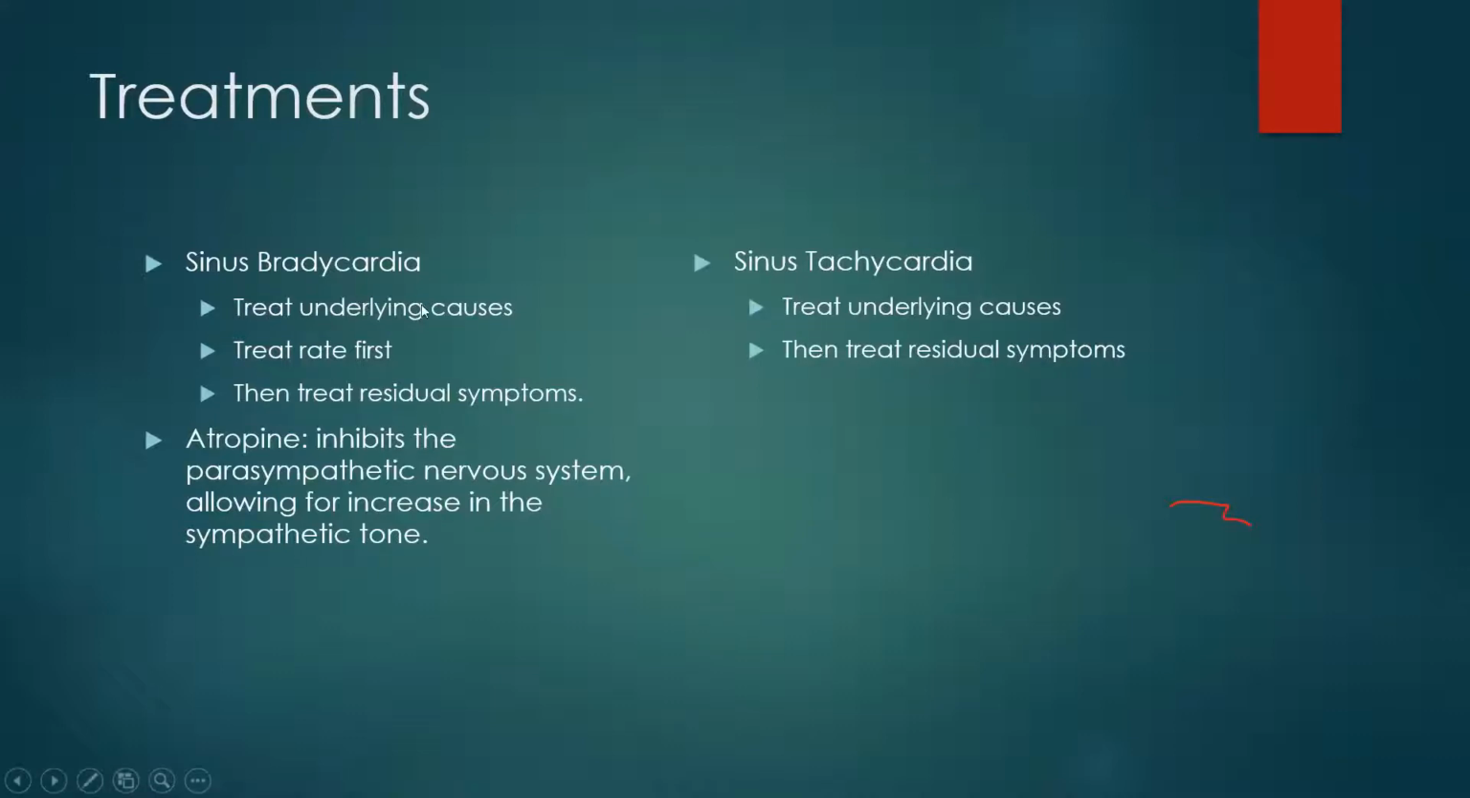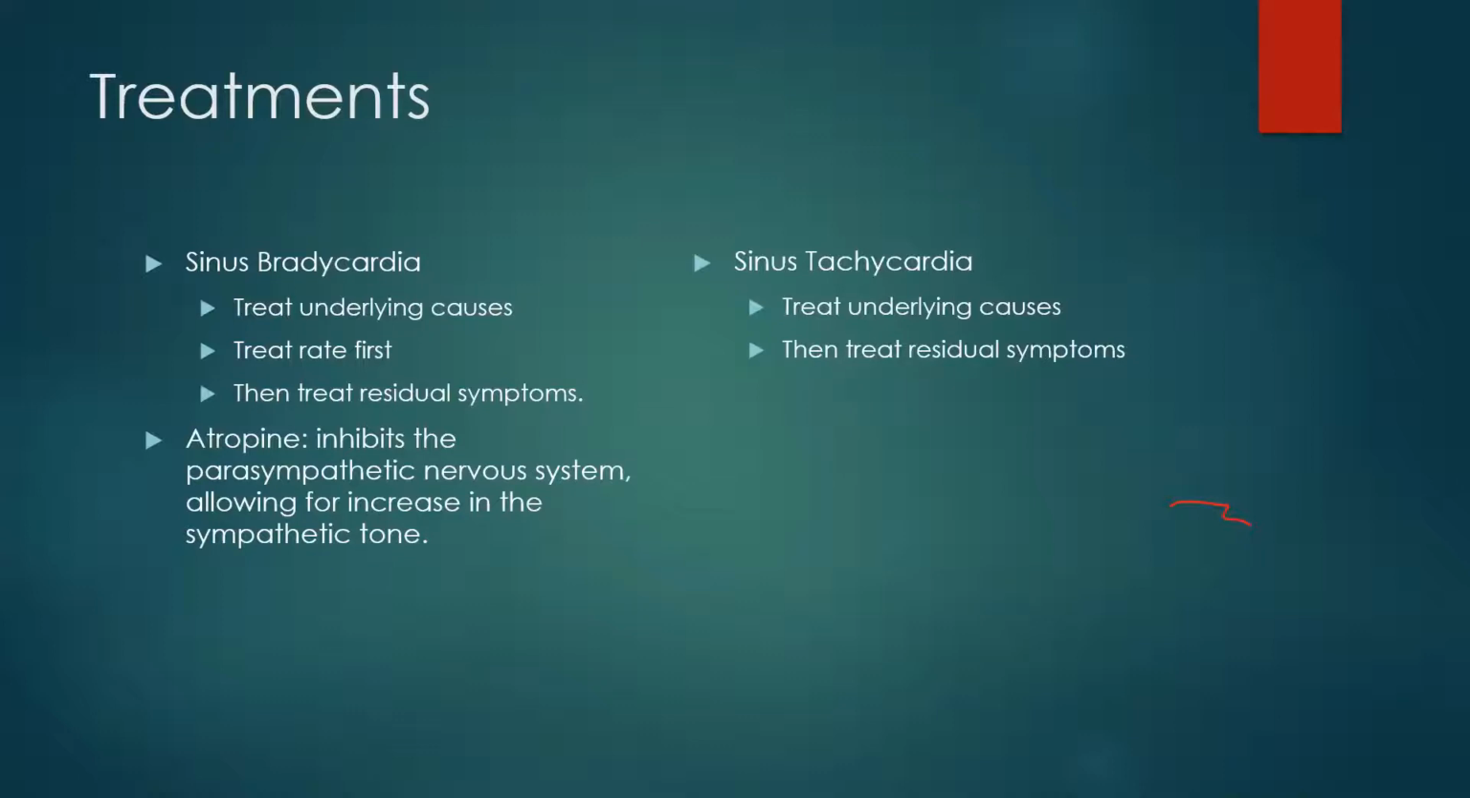So typically we try to treat the underlying causes if we know that. Other than that, we treat the rate first. With rate problems, rate always gets treated first. So if you have a rapid heart rate and someone's complaining of chest pain, the rate gets treated first before the chest pain, because most likely the chest pain is being caused by the rate problem. We'll talk a little bit more about that when we get into supraventricular tachycardia and rhythms like that. And then once the rate's been treated, we treat residual symptoms that might be left over: nausea, chest pain, shortness of breath.